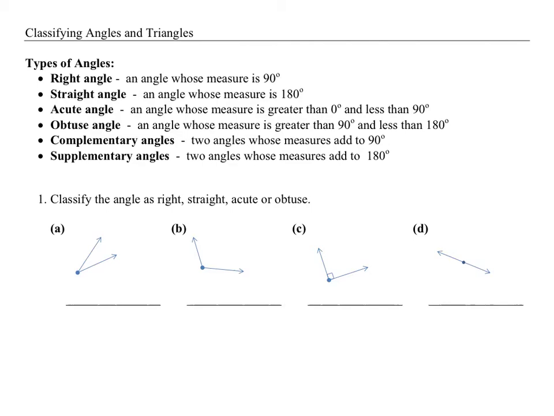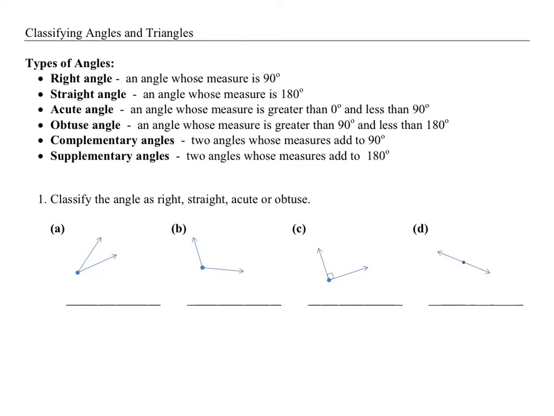This lesson is nice and short. It's classifying angles and triangles, and some of you might just be like, yeah, I know how to do this. Okay, so for number 1 here, we're going to classify the angle as right, straight, acute, or obtuse.